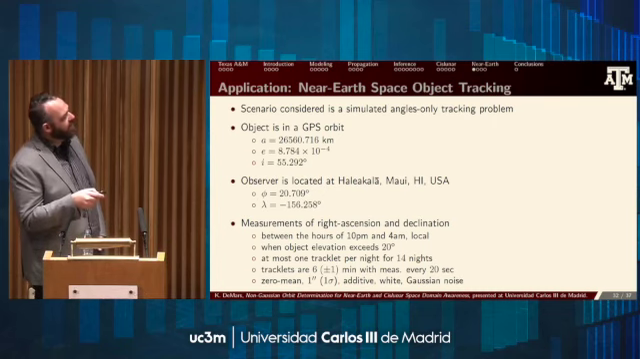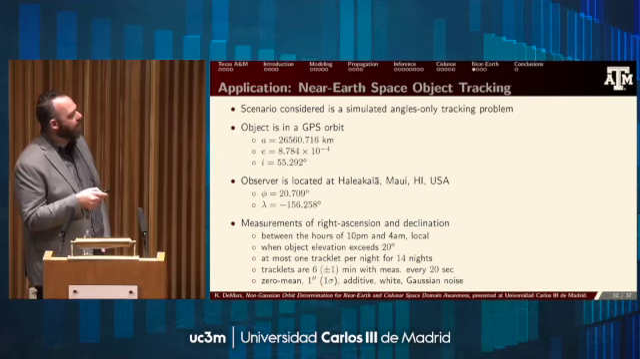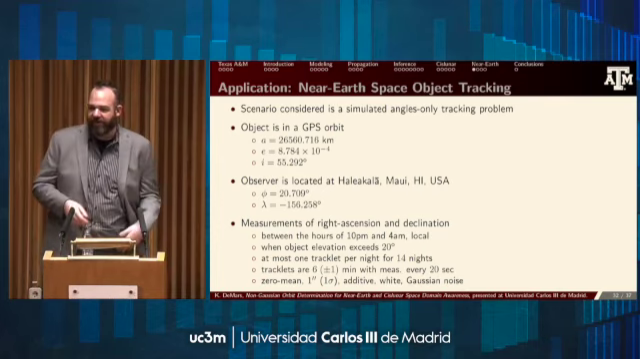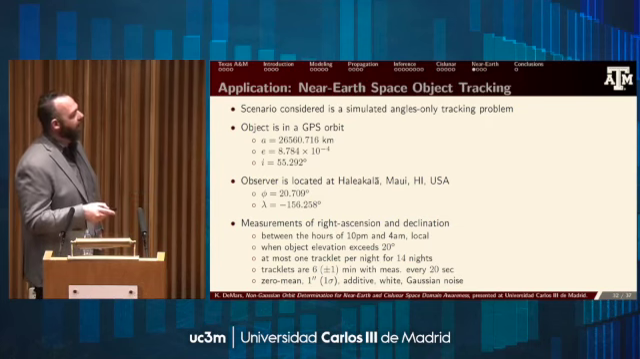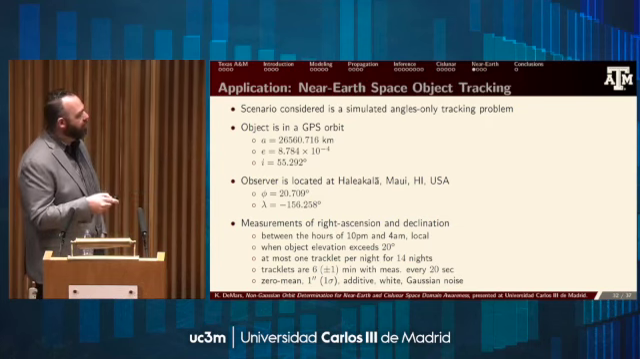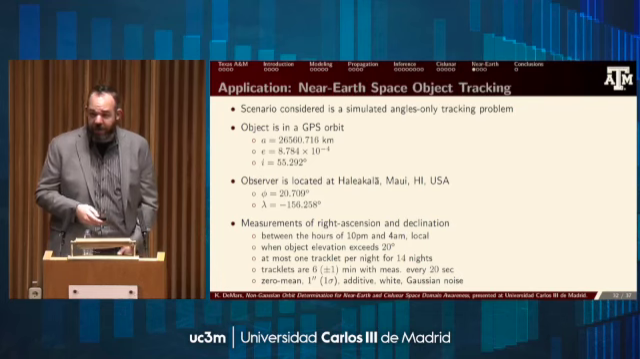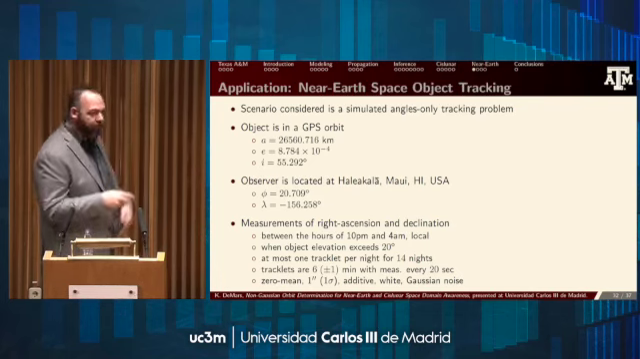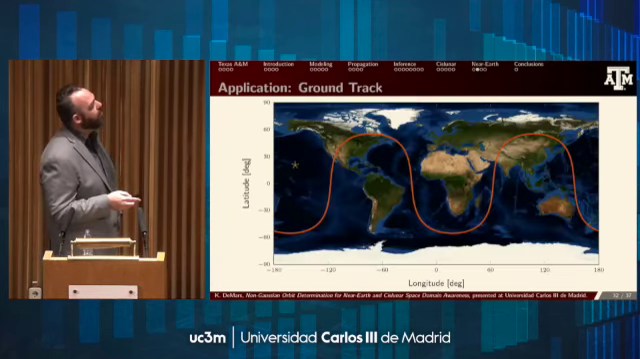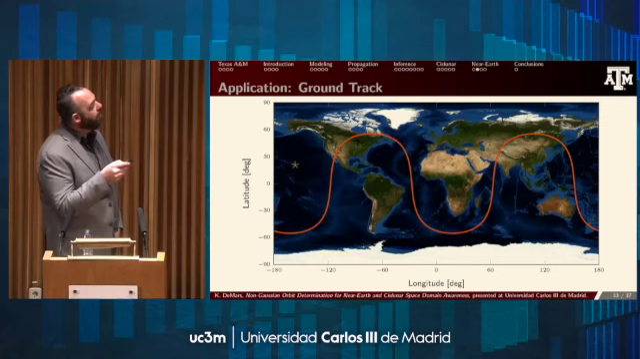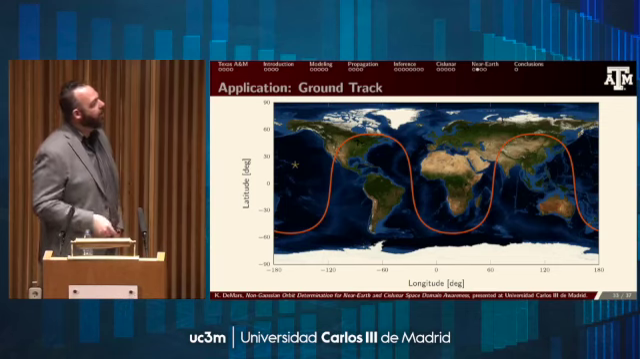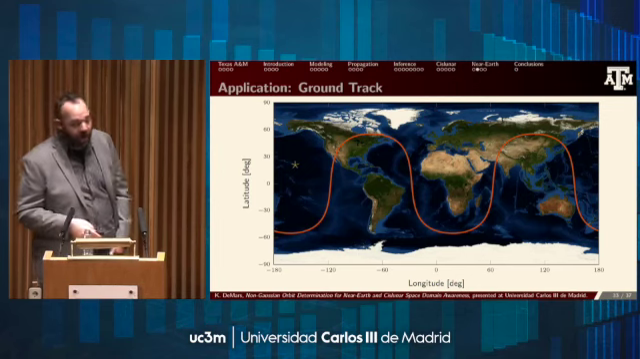And basically we take data for 14 nights between the hours of 10 p.m. and 4 a.m. Tracklets of this data are capped at 6 minutes plus or minus 1 minute. Data every 20 seconds, zero mean, additive white Gaussian noise, 1 arc second, 1 sigma, okay? So fairly standard angles-only tracking problem. The object is a GPS orbit. This is our observer here. And so that's the guy that we're trying to track.